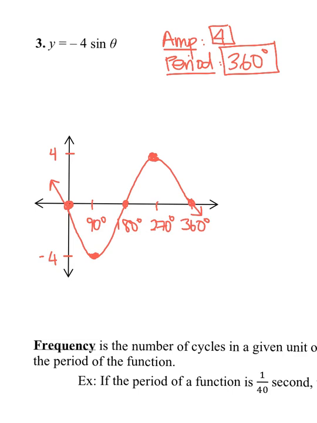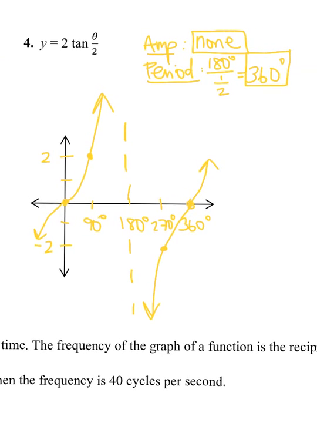So at 0, I'm at 0. At 90, I'm at -4. At 180, I'm at 0. 270, I'm at 4. And at 360 degrees, I'm back at 0. And remember to mark those arrows showing that this is just a piece of the graph and that it does keep on going.